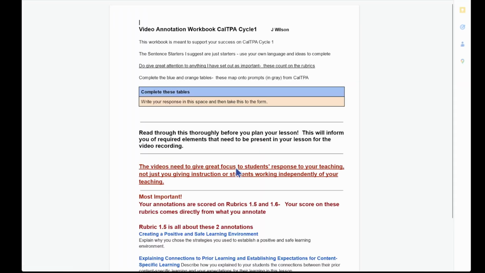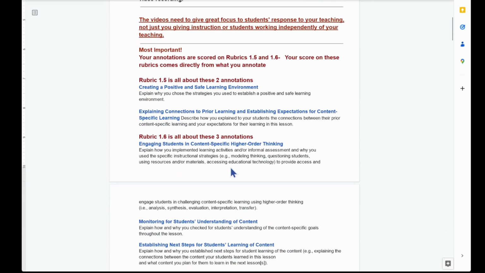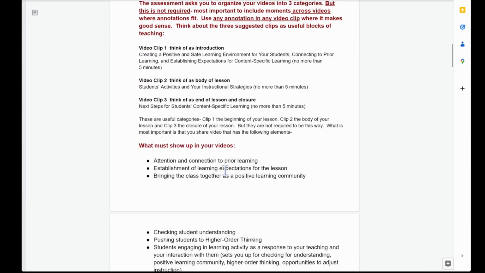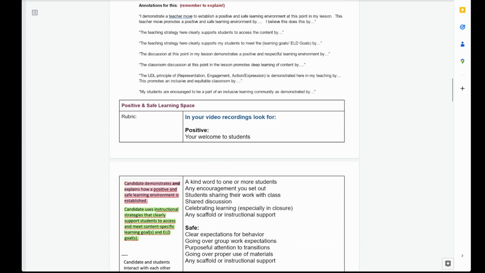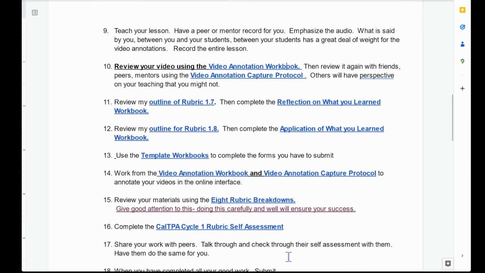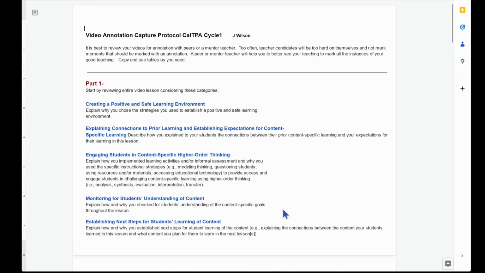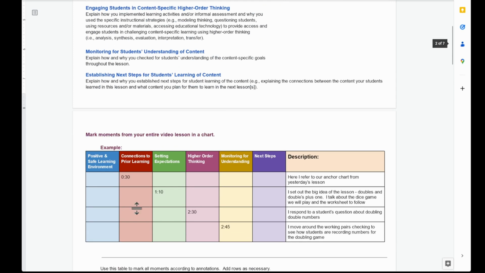As I shared before, you will see that there are these 5 elements that you need to be looking for, and I've given you descriptions about what you might look for in your video. But to follow along with that, there's also a capture tool for you, and this is to be used while viewing your video on your own or with your peers or your mentor teacher.